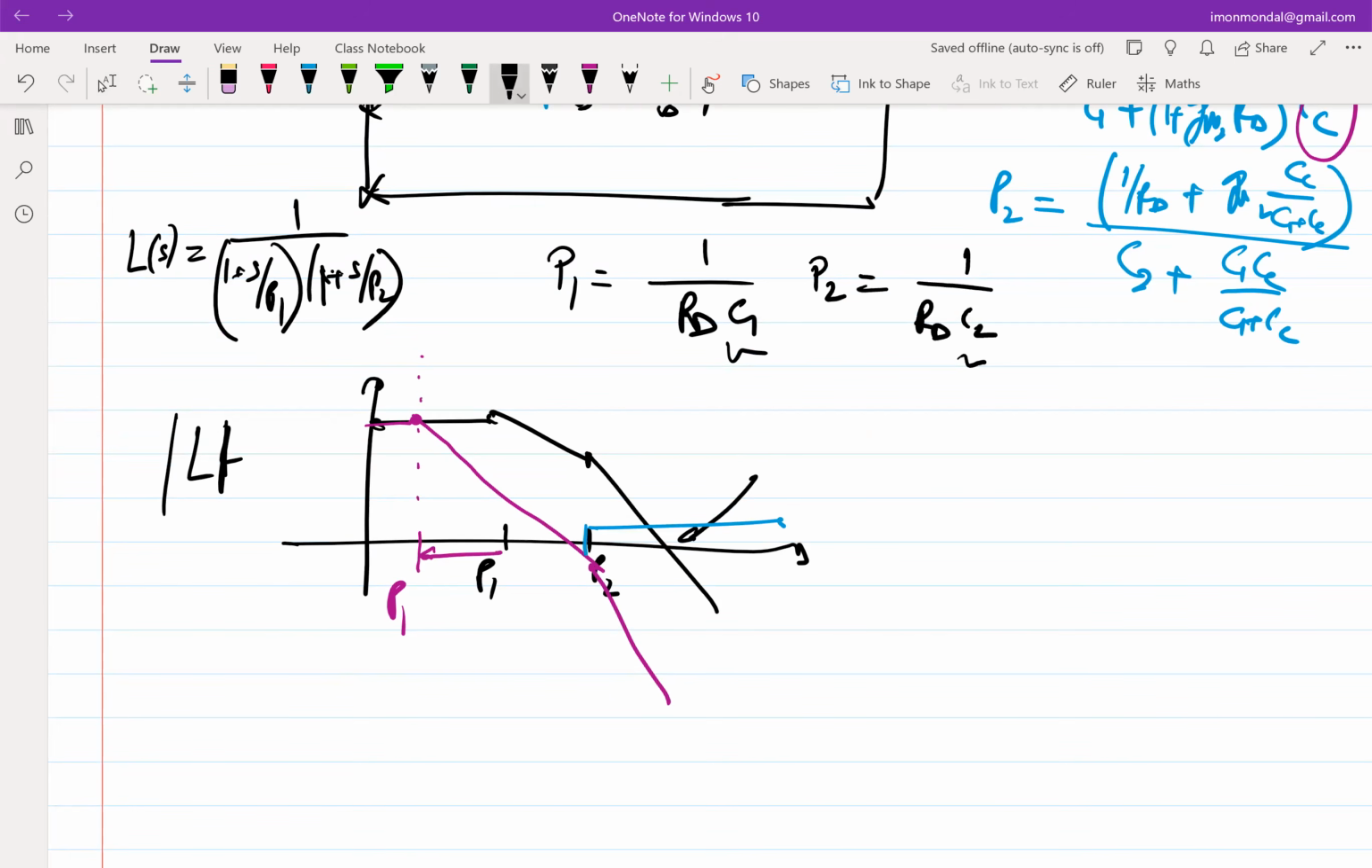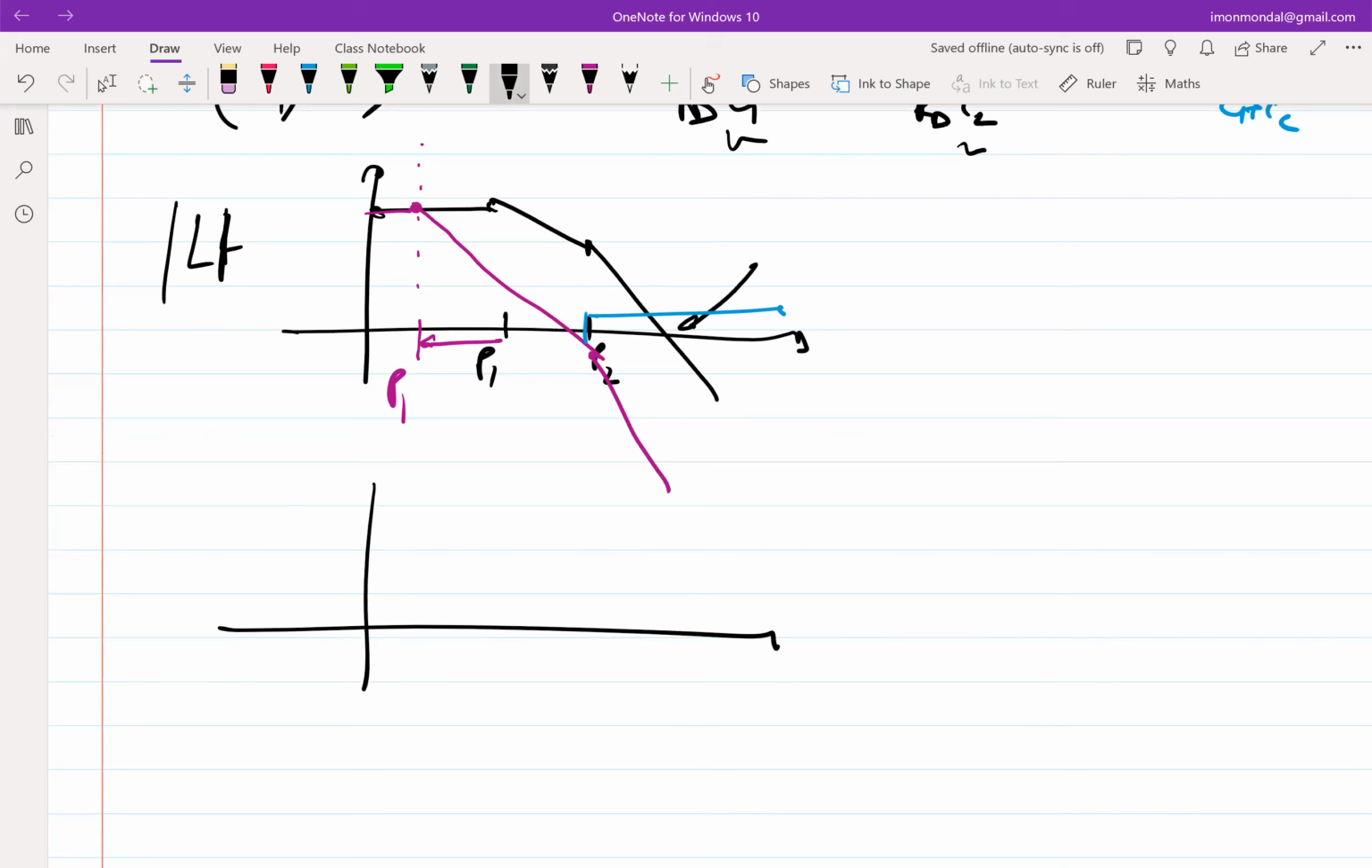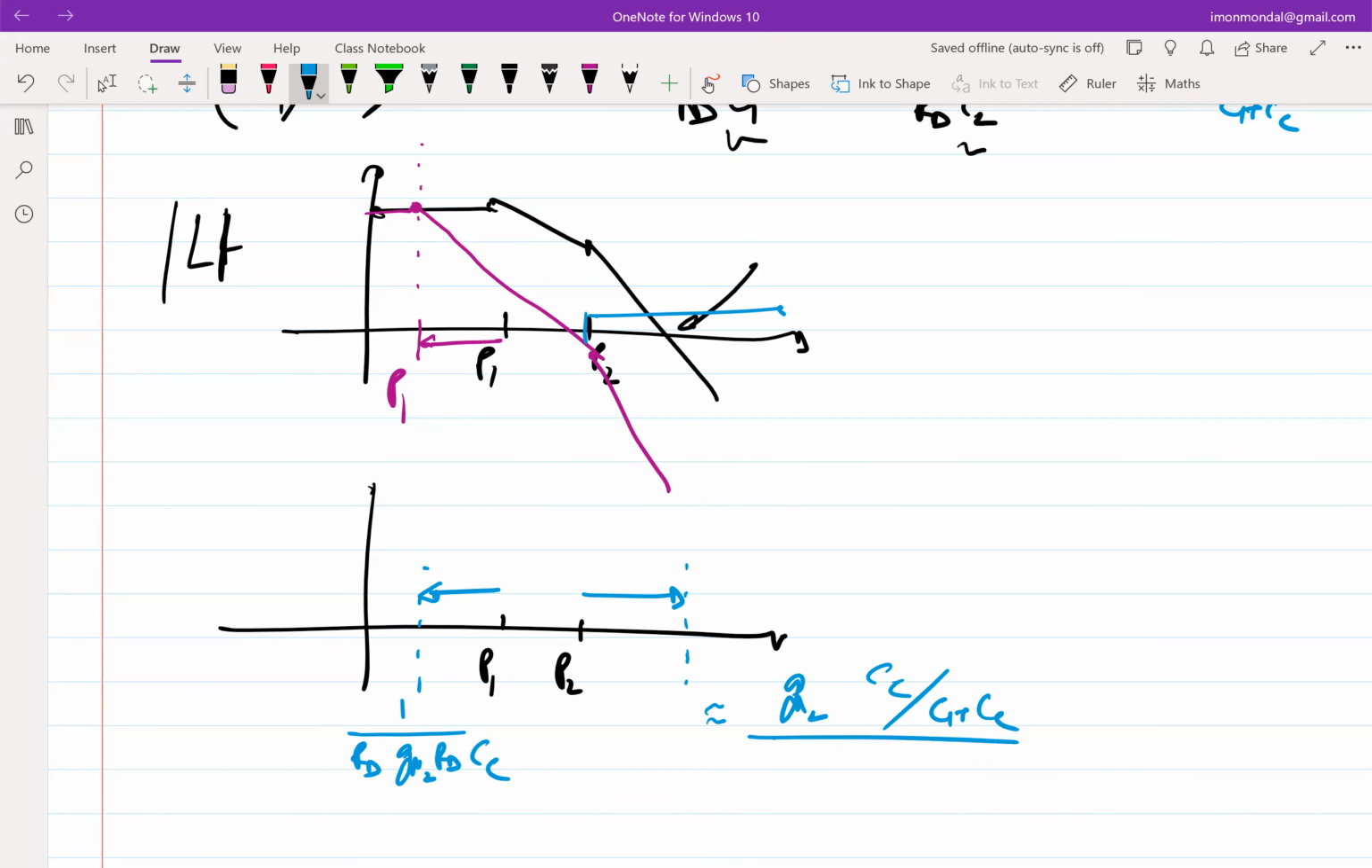So essentially, if I have to sketch it again, let's say P1 and P2 were here without compensation. With Miller compensation, this P1 will move this side, and this P2 will move that side. So P1 will be at 1 over RD times GM2 RD times CC, and P2 will move somewhere here, which will be approximately GM2 times C by CC. So your new plot should look something like this.